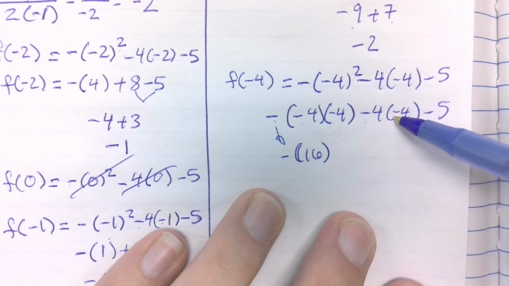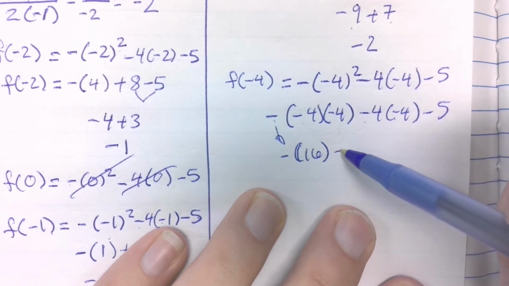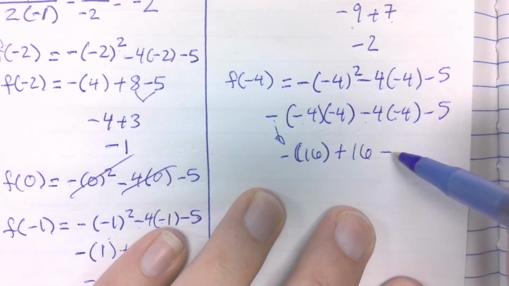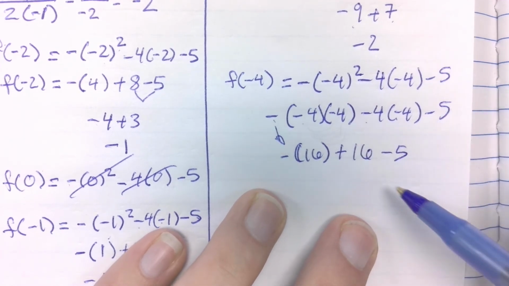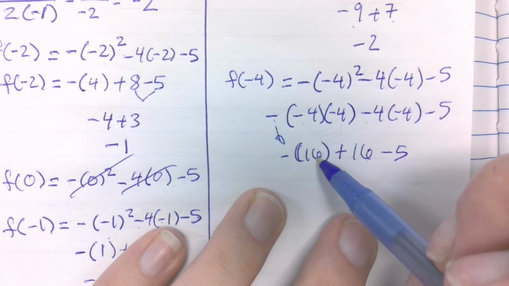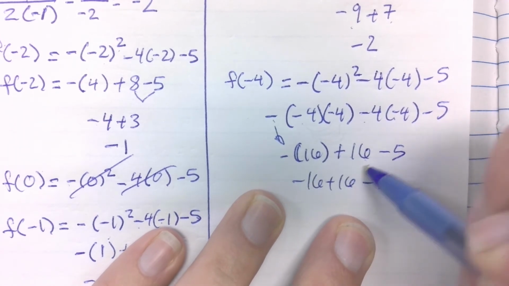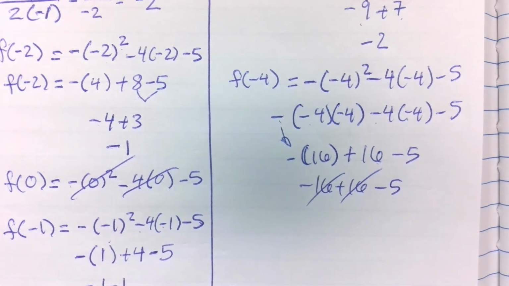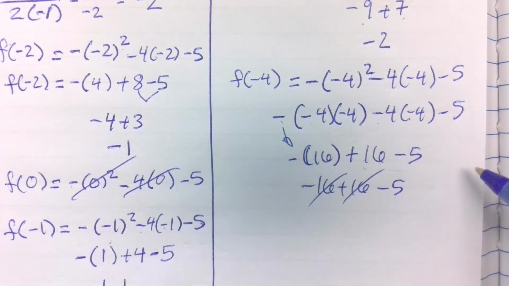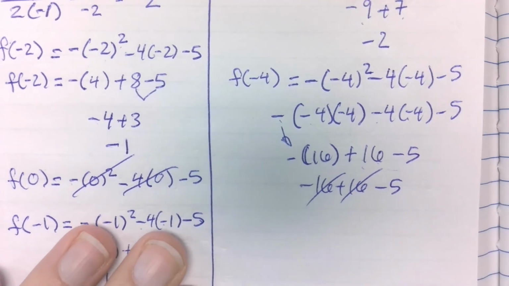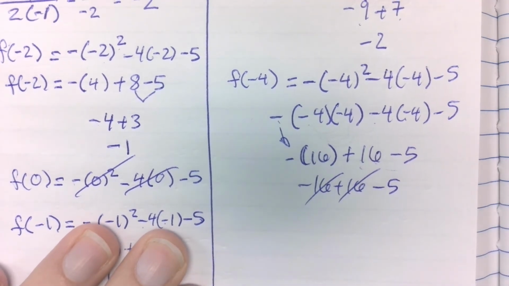Negative times a negative is a, what's 4 times 4? Minus 5. Now this one, I'm going to think you're kind of silly if you don't just cross those two out. Negative 16 plus 16, what does that make? You could do the 16 and the 5 first and get 21, take away 16 and get back to your 5, but let's do this easy, right? So we've got negative 5.